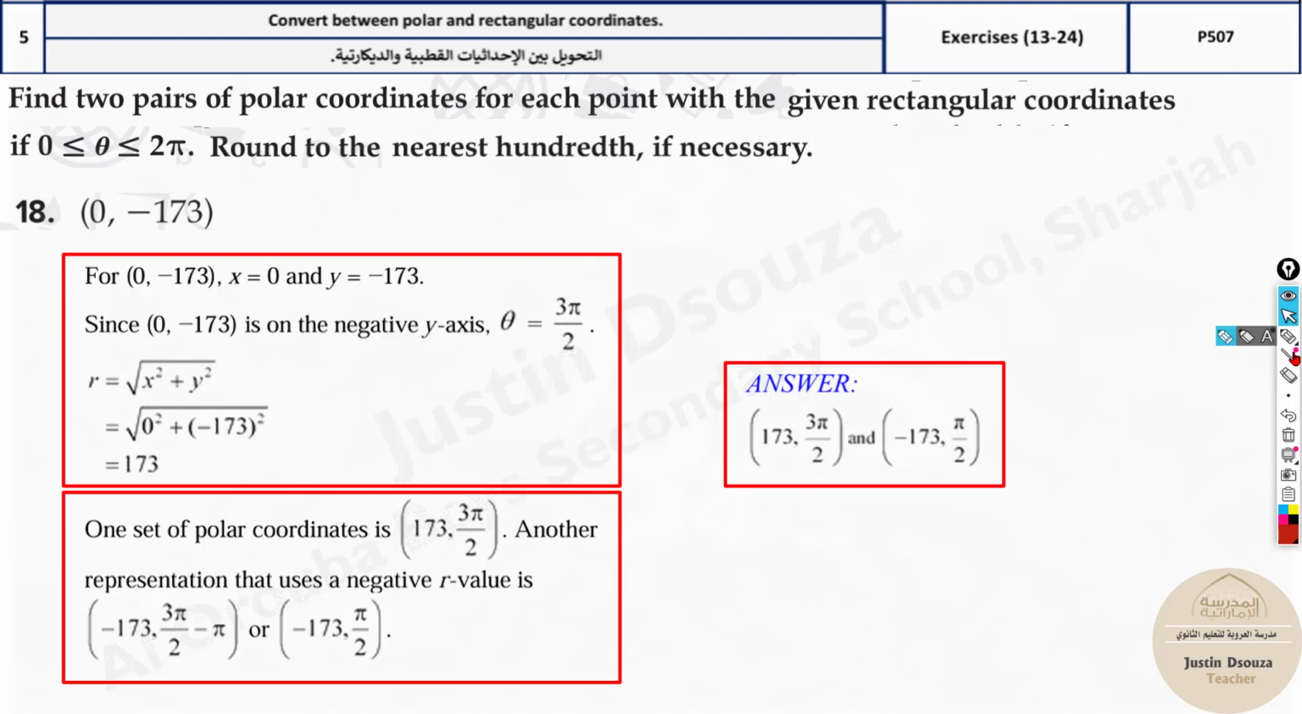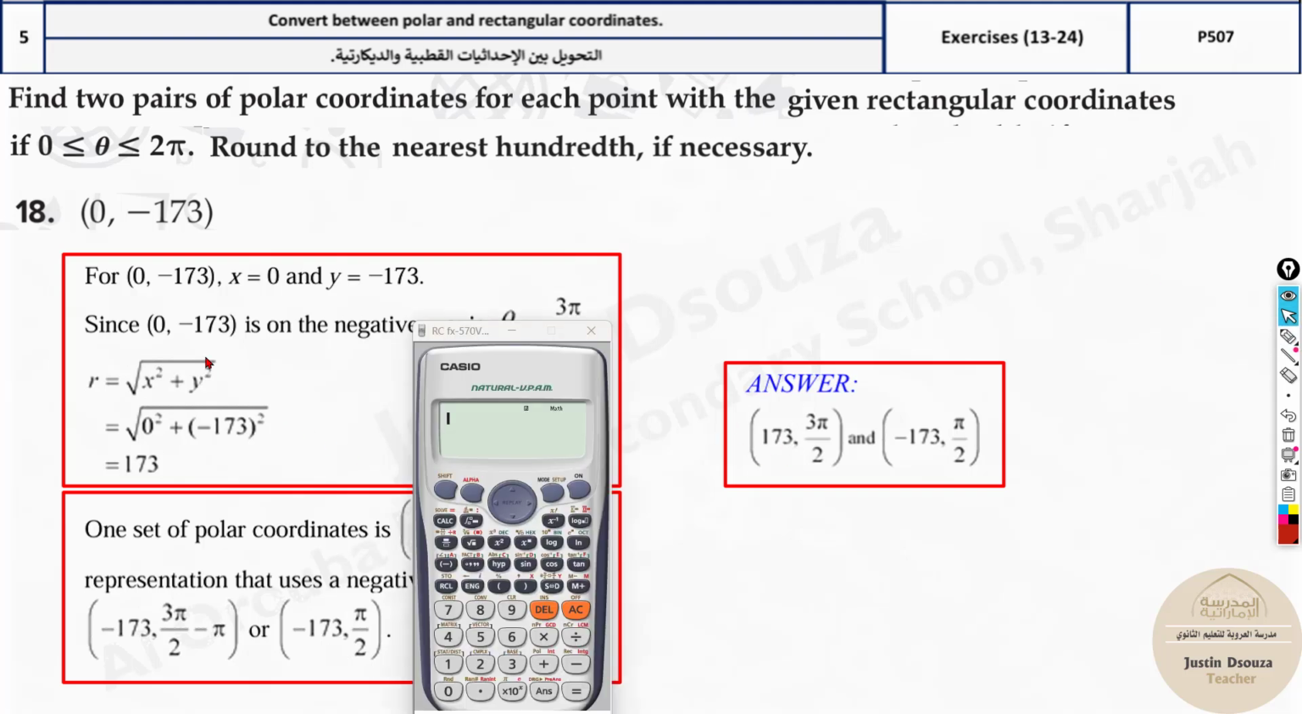Now let me solve this one because it looks a little bit different, right? Let's take our calculators. Here, r is straightforward. Just use the square root. Now, since it's a single number, 0, right? You will get r as 173 itself. Now let's do tan inverse. This is very important. When we do tan inverse, it's negative 173 divided by 0. Will we get any answer? No, it's a math error. Why? Because it's undefined.